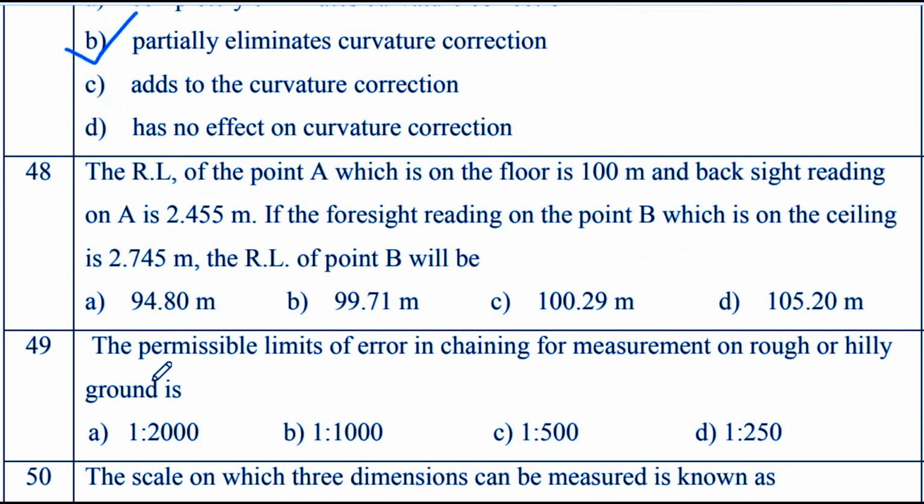The RL of a point A, which is on the floor, is 100 meter, and the backsight reading on A is 2.455 meter. If the foresight reading on a point B, which is on the ceiling, is 2.745, then the RL of point B will be, when you calculate, 105.20 meter.